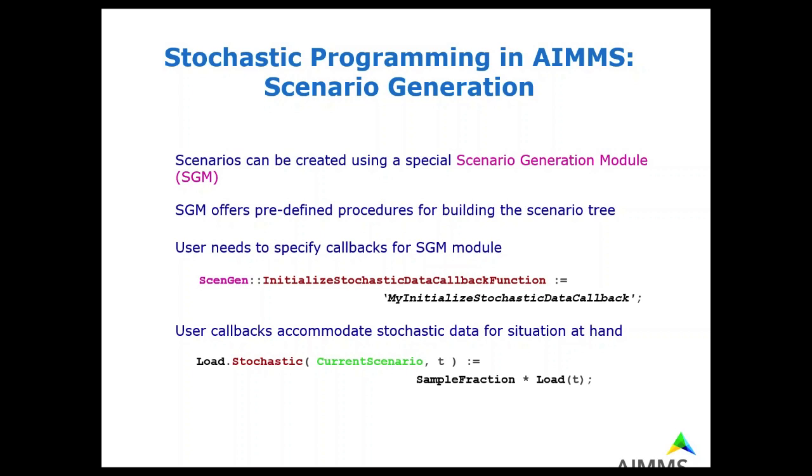In a callback, of course, the user will accommodate the stochastic data for the situation at hand. So, for example, if a parameter is declared to be stochastic, then AIMMS creates a dot stochastic suffix for that parameter. And this can then be filled in with corresponding data in the callbacks that are provided to the scenario generation module.